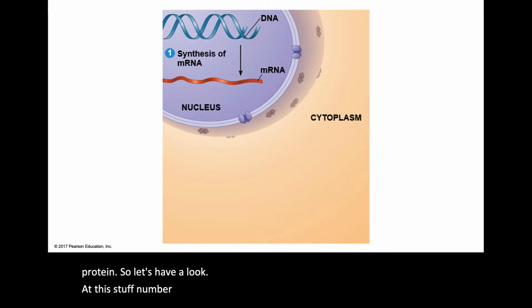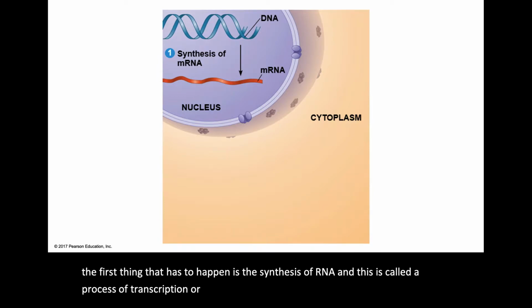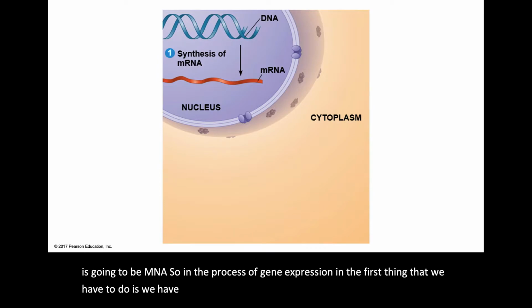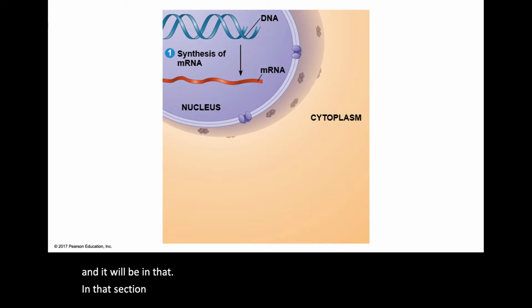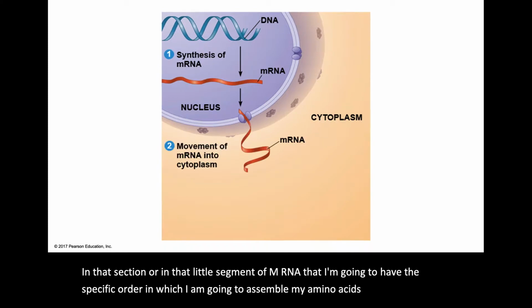Number one, in the process of making proteins, starting from DNA, the first thing that has to happen is the synthesis of RNA. This is called transcription, or rewriting DNA in another language, and that language is going to be mRNA. So in the process of gene expression, the first thing we have to do is synthesize a molecule of messenger RNA, and it will be in that little segment of mRNA that I'm going to have the specific order in which I am going to assemble my amino acids to finally form that protein.